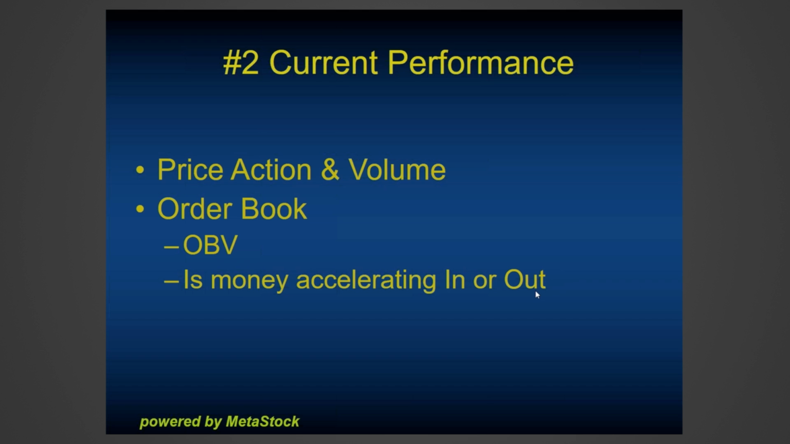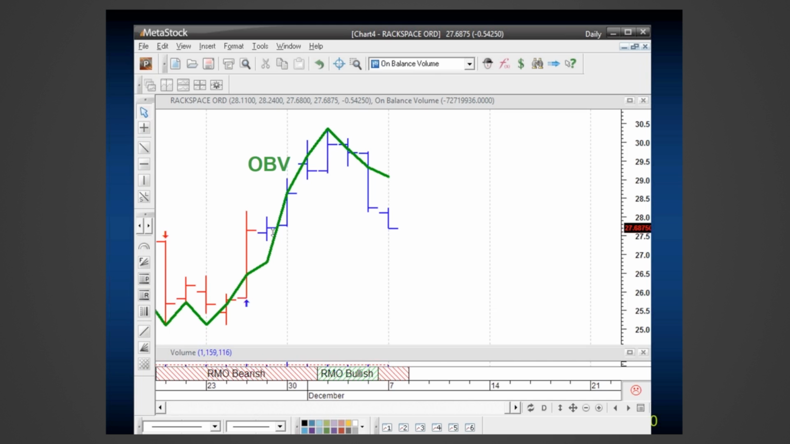I use the word accelerating because that includes the volume aspect. It's not just is money flowing in or out, but is it accelerating? And the OBV looks like this. It's the green line here, and you pull it down, whatever chart you're looking at on MetaStock, you can just pull it down onto the chart and overlay it.